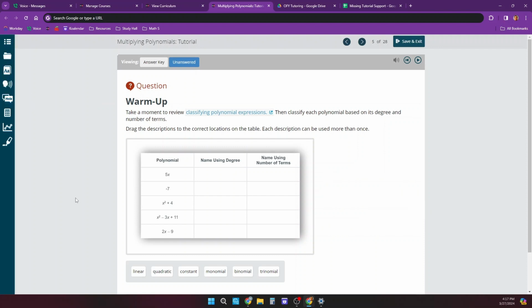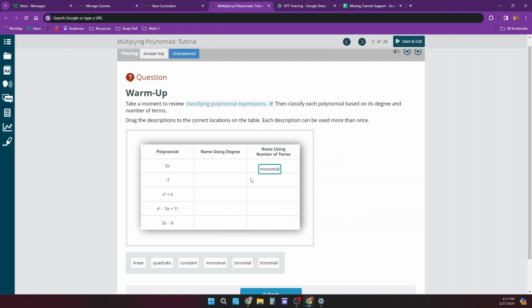Our polynomial 5x has only one term, so that is going to be a monomial. 7 is just one term. Once again, it's going to be a monomial. X squared plus 4 has two terms. It's going to be a binomial. X squared minus 3x plus 11 is going to be three terms. Trinomial. 2x minus 9 is going to be binomial. So that completes the part as far as naming polynomials using number of terms.